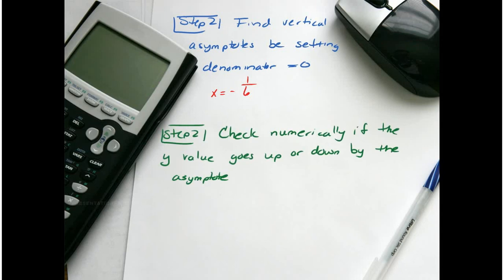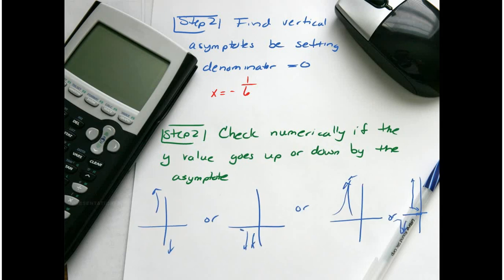Does the y value go up or down? Does it go to heaven or hell, or do both go to hell, or both go to heaven? So here are the possibilities. It could go up before the asymptote and down after the asymptote. They could both go down, or they could both blow up, or it could blow up after the asymptote and blow down before.